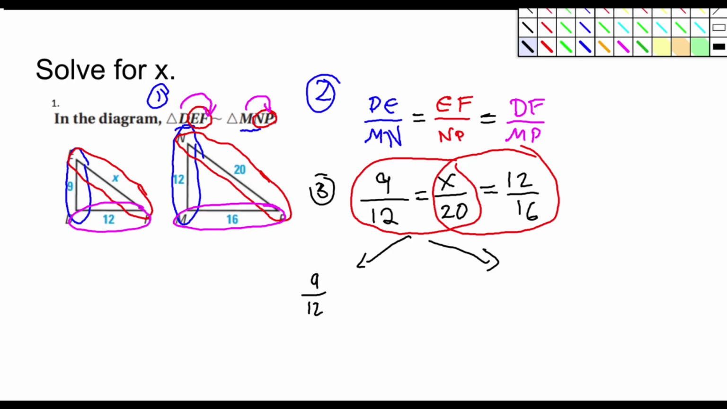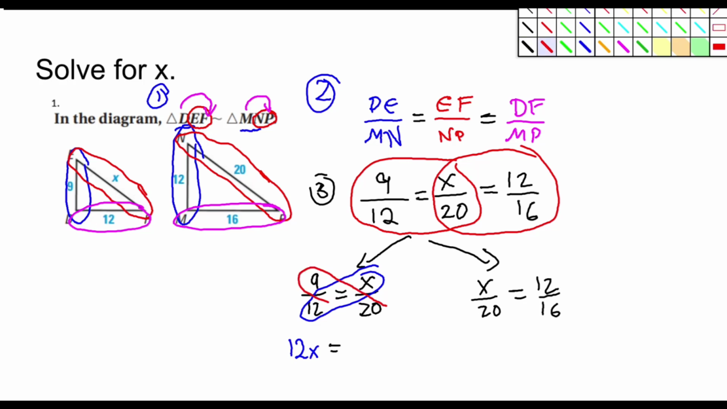So 9 over 12 is equal to X over 20, because these are all equal to each other. Or I can solve the other one. X over 20 is equal to 12 over 16. So it's up to you which ones you solve. You pick one and solve it. I usually pick the one with the smallest numbers. And then after that, we'll just multiply the means and the extremes, and we're going to be done with this problem. So remember, my means was this one. So that'll give you 12 times X, which is 12X. And that has to equal, let's multiply the extremes, which is 9 times 20, which is 180.